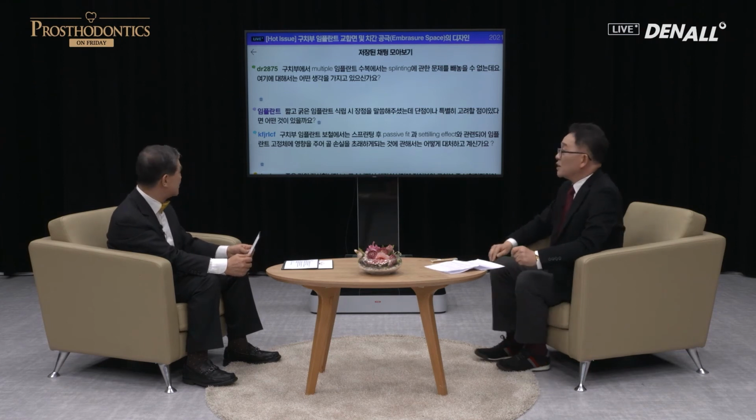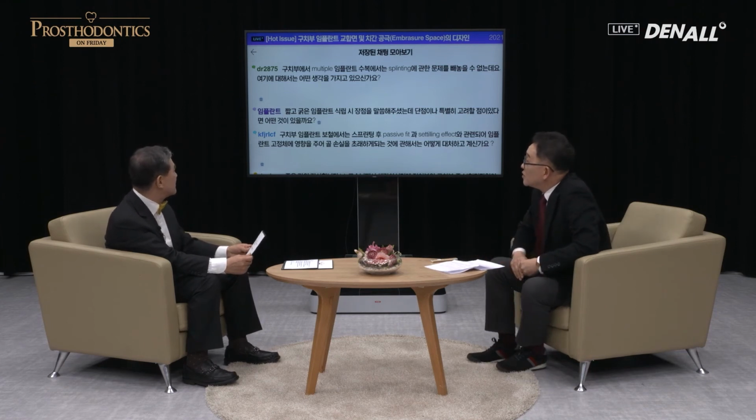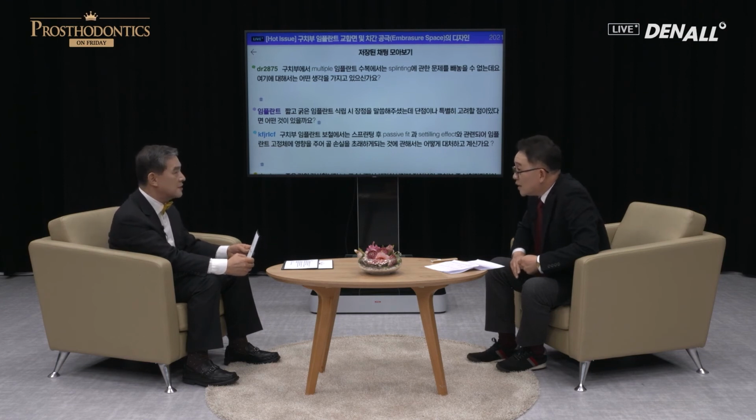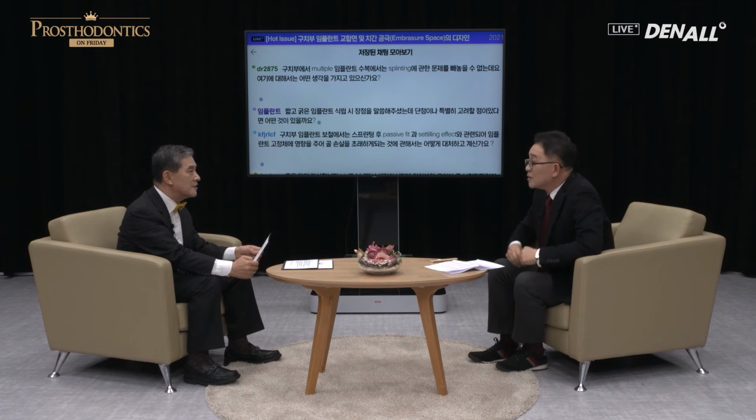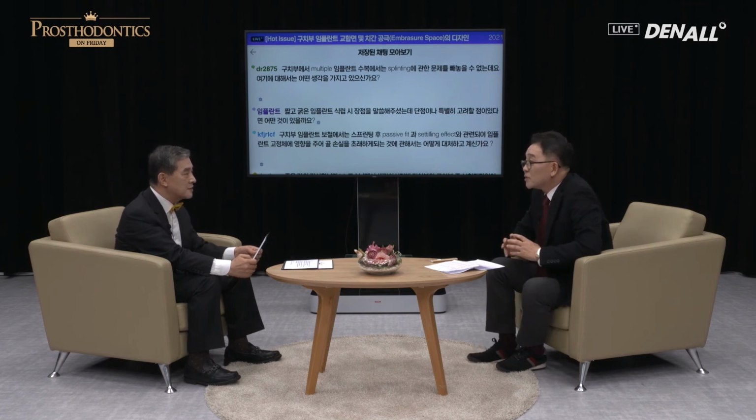That's a very good question. Splinting, for example, to prevent the prosthetic complications, splinting should be done. To prevent biological complications, they should not be splinted. So that's the grand principle.